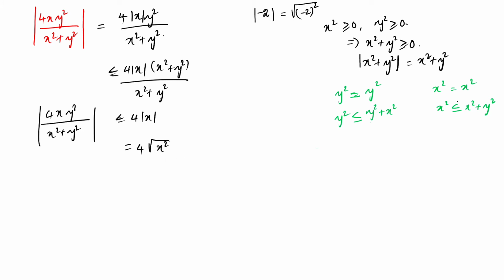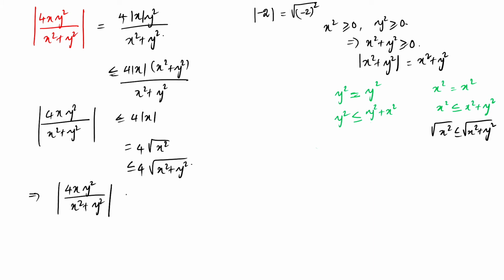And you know x squared is less than or equal to x squared plus y squared. These are non-negative quantities. So when you take a positive square root, the inequality is preserved. So this is less than or equal to 4 times the square root of x squared plus y squared. So what we have deduced is that the absolute value of 4x y squared upon x squared plus y squared is less than or equal to 4 times the square root of x squared plus y squared. Mark this as equation 1.